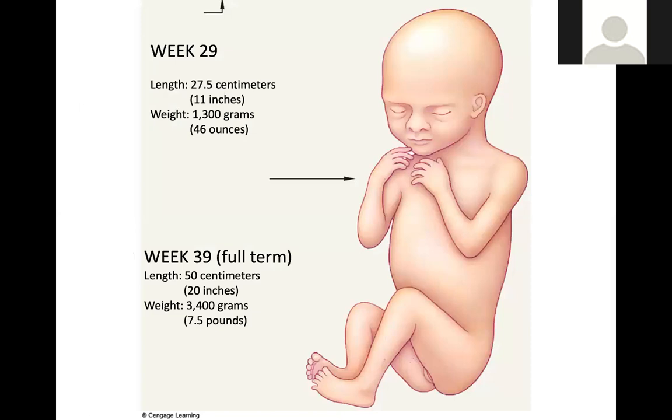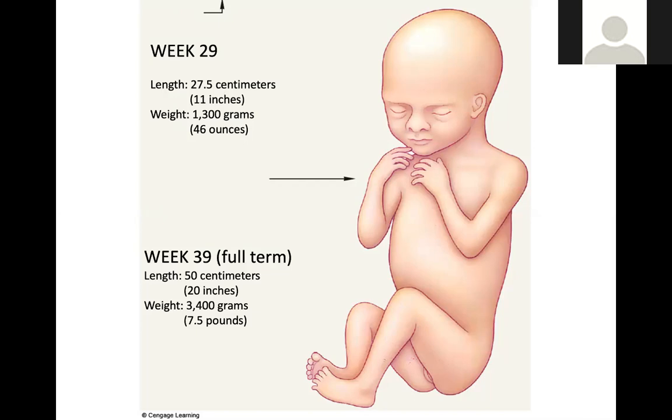Okay. Here at 29 weeks, you have the length being 27.5 and the weight being about 46 ounces, or 1,300 grams. I guess I don't really measure things in grams very often in real life, just in science. But then about 10 weeks later, 39 weeks is considered full term, okay?